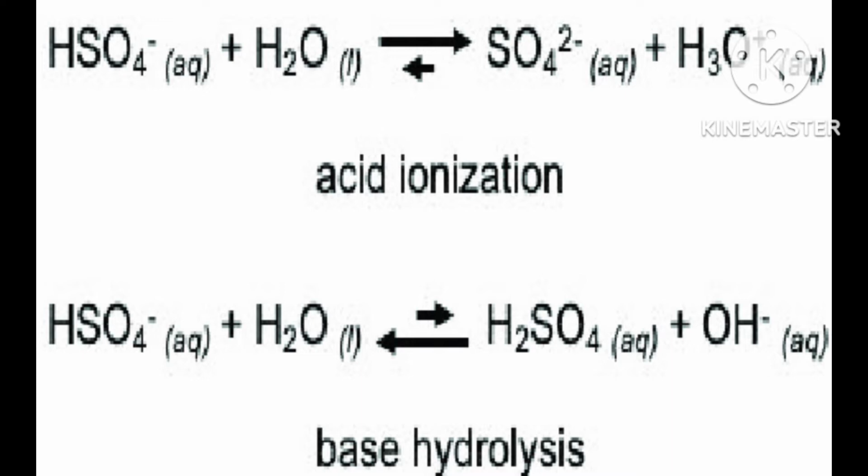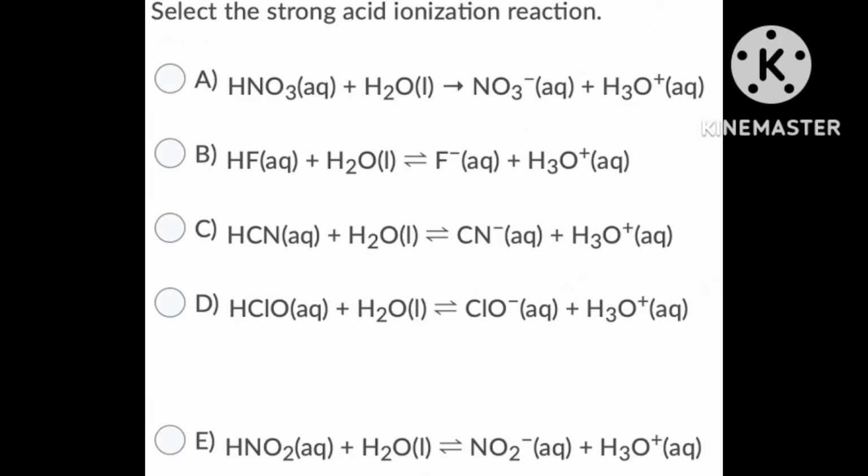Whichever exceeds in its tendency of donating a proton over the other shall be termed as the stronger acid. Means which one can donate more protons, that is the stronger, and which is less, that is the weaker. Whichever exceeds its tendency of donating a proton over the other shall be termed as the stronger acid, and the equilibrium will shift in the direction of the weaker acid.